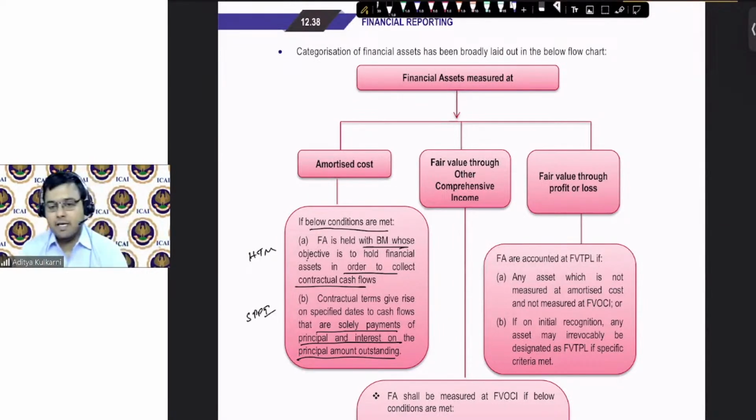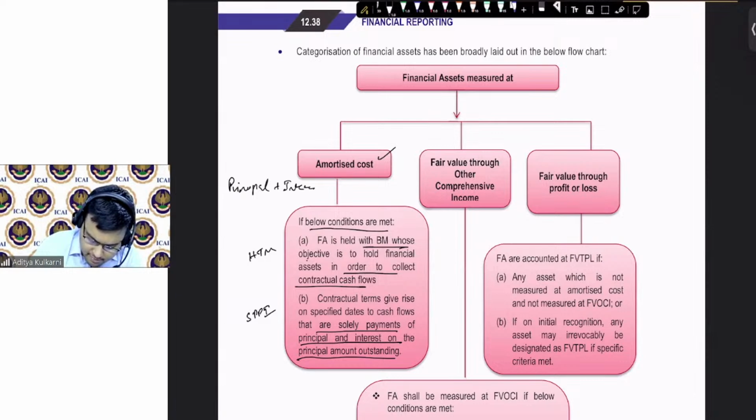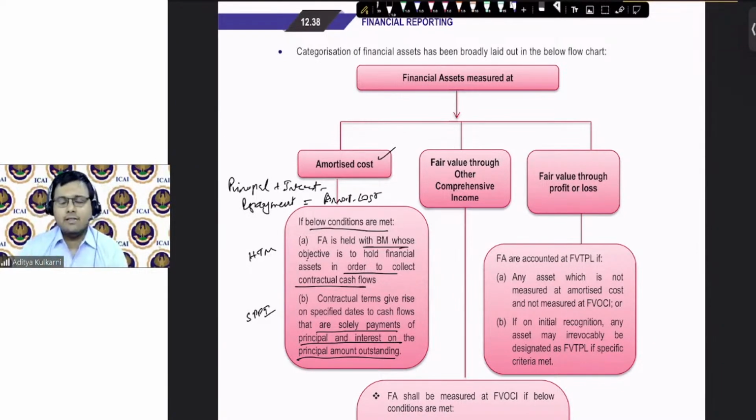Second is SPPI. If you meet both these, then you will be measuring the instrument at what? Amortized cost. And what is amortized cost? Principal plus interest minus repayment. Principal plus interest minus repayment is equal to your amortized cost. That's it. Simple accounting. कोई टेंशन नहीं, nothing complicated, same simple accounting that you used to do earlier.